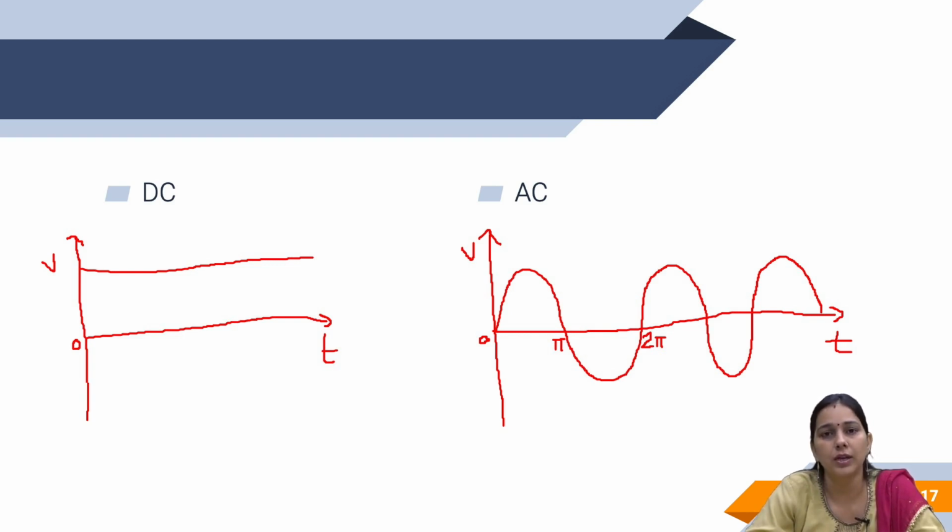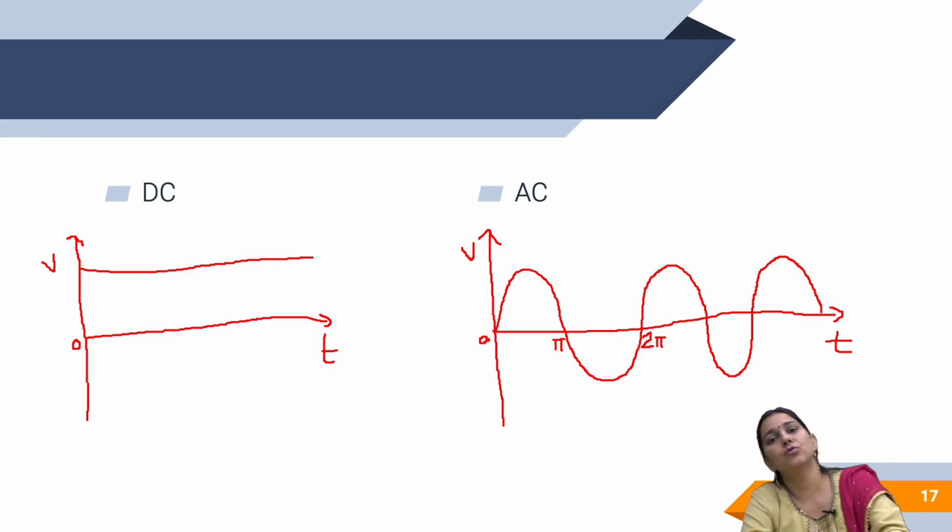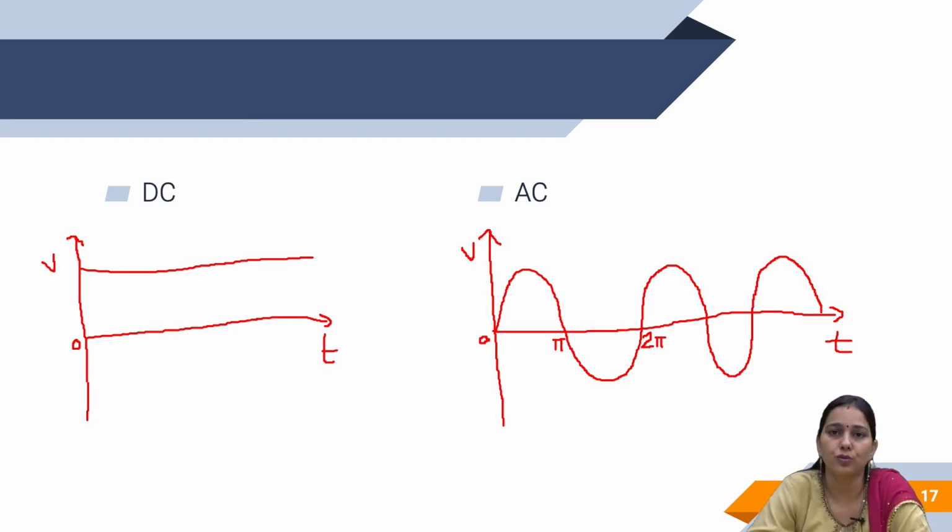Generally, in domestic applications in India we use alternating current, whereas electronic items, for example phones, laptops, and battery charging, all use direct current, that is DC. So DC is used to store energy, whereas it is very difficult to store alternating current.